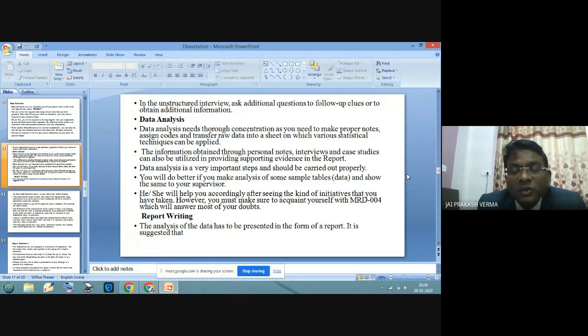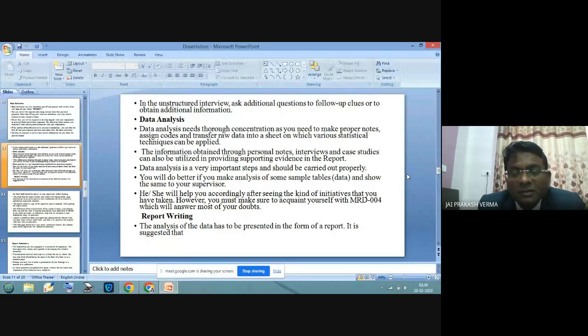However, you must make sure that you acquaint yourself with MRD 004, which will answer most of the doubts. Basically, in the dissertation, the MRD 004 paper is very important. It's a background for the dissertation, and you have already read about MRD 004. So please go once again through MRD 004 and read the project booklet.